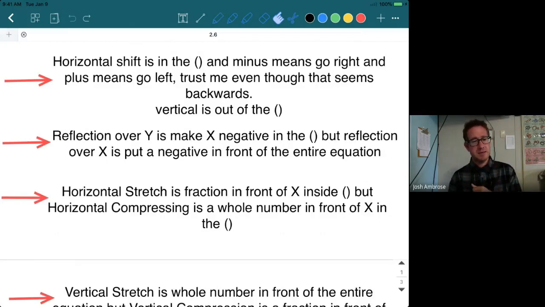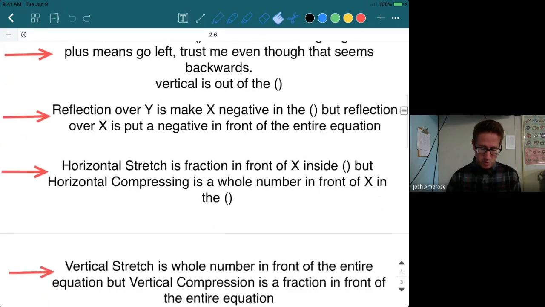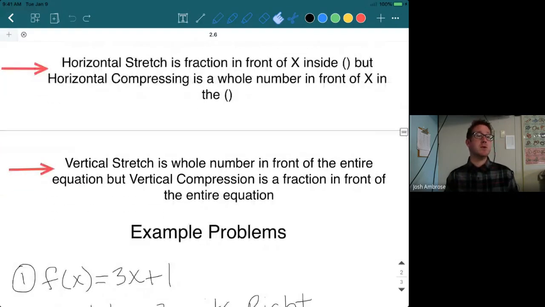And then let's move over to the horizontal stretch. If you have a horizontal stretch, that is a fraction in front of x in the parentheses. A horizontal compression would be a whole number, meaning a number that is bigger than 1, and that is in front of x, but still inside the parentheses. Now, if you want a lot more examples, take a look at the textbook, because these example problems that we have right here will cover most all of these concepts. But again, more examples, take the time, it helps you in the long run.